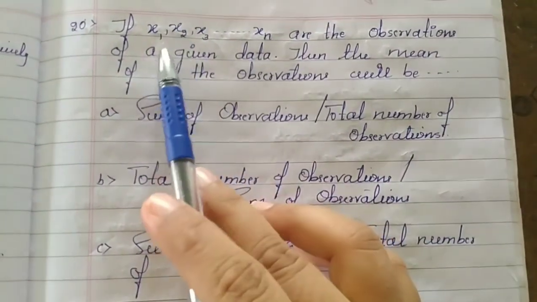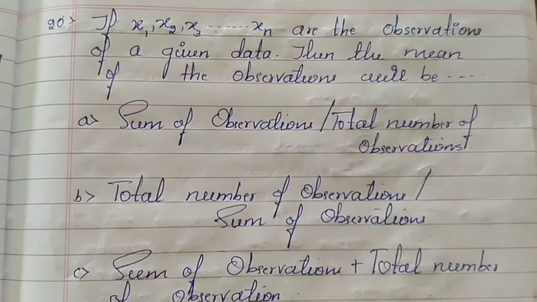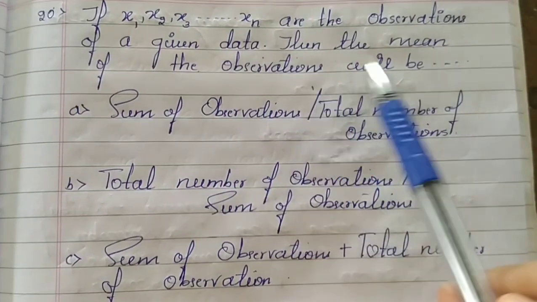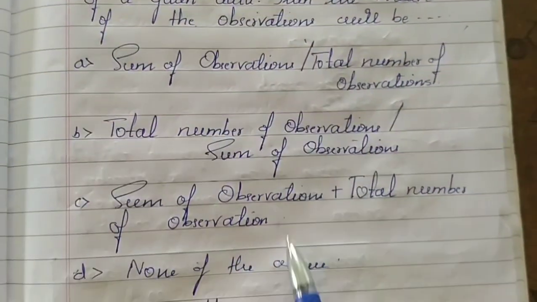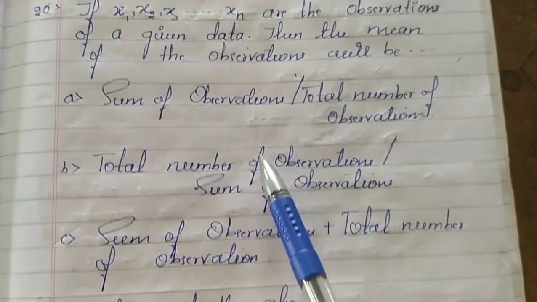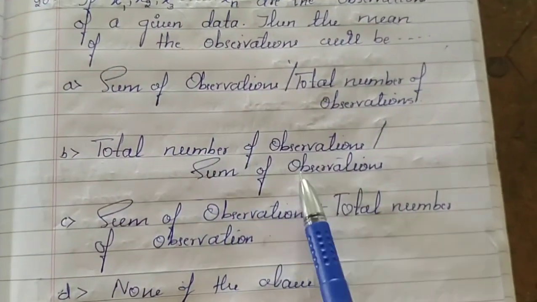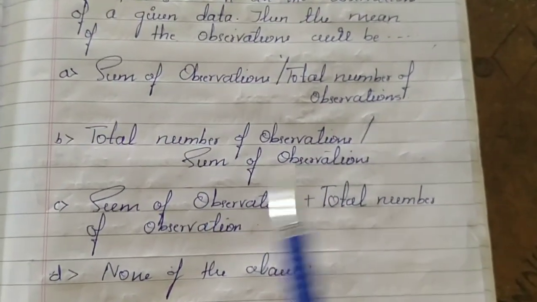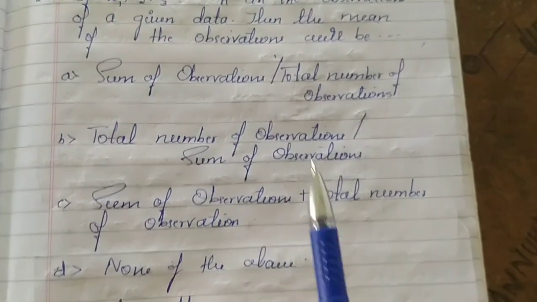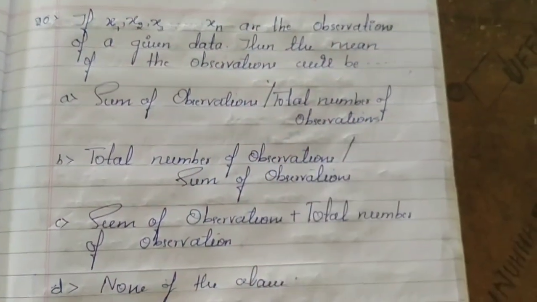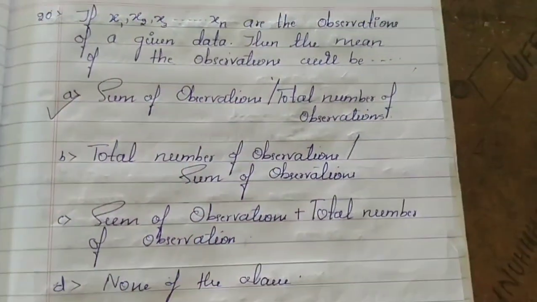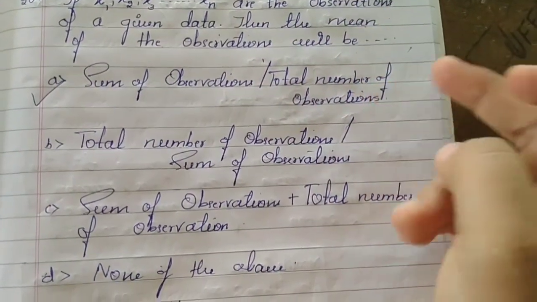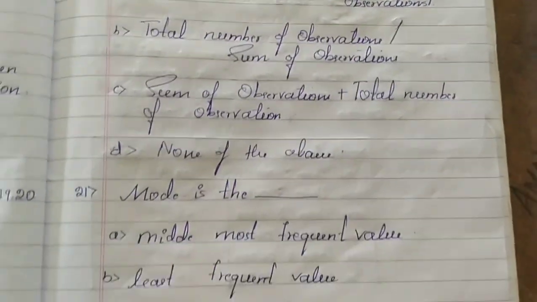If x1, x2, x3 up to xn are the observations of a given data, then the mean of the observations will be dash. They have given 4 options: sum of observations divided by total number of observations, total number of observations divided by sum of observations, sum of observations plus total number of observations, none of the above. Okay, so the correct option is option A. The correct answer to calculate the mean is the sum of observations divided by the total number of observations.